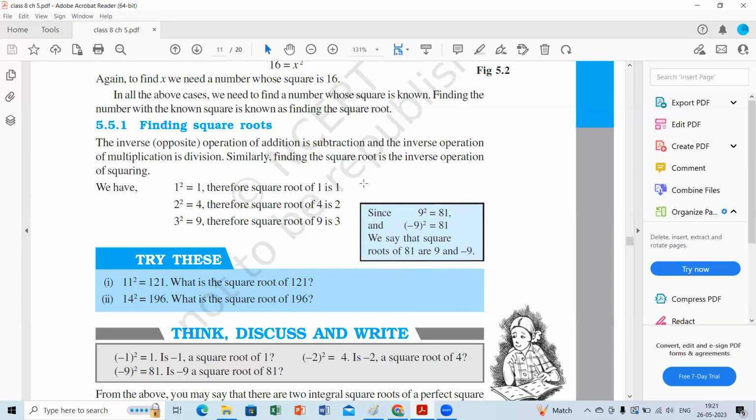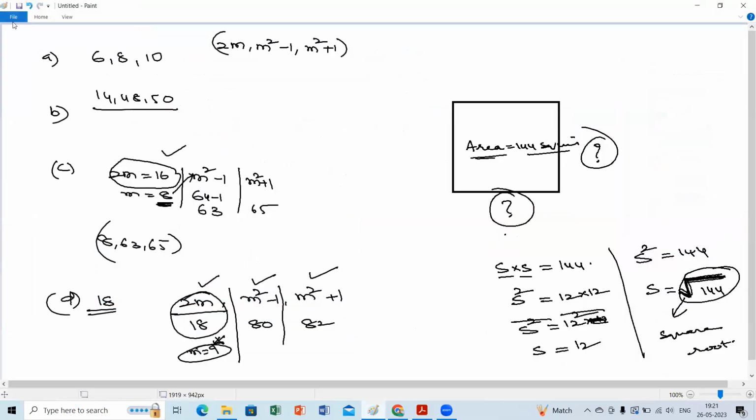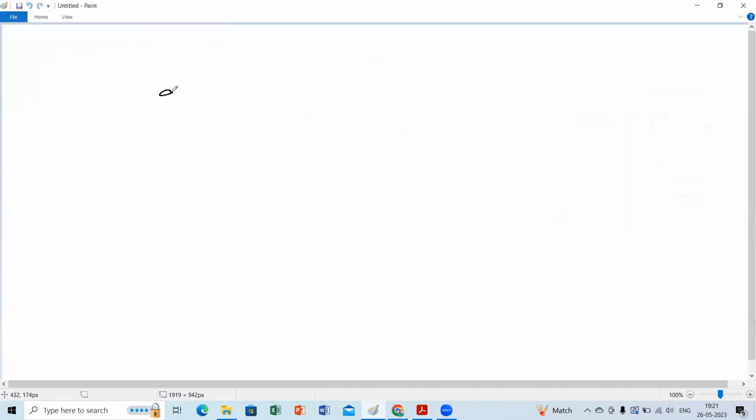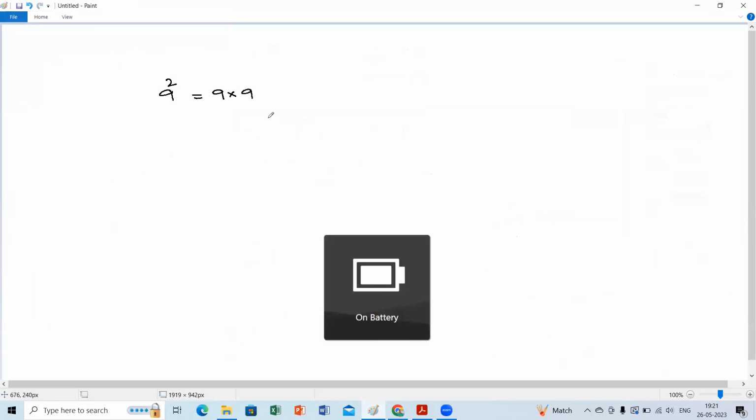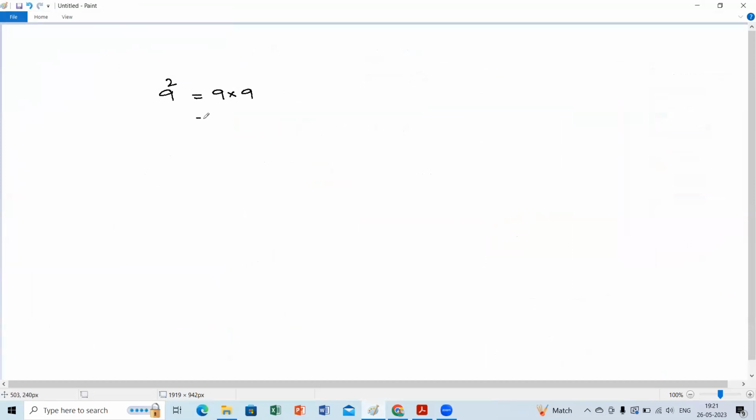Squaring. But in this case, children, in one of the examples he mentioned 9 square and minus 9 square. Why are both having a positive 81? 9 square means 9 into 9. And minus 9 square, minus into minus is equal to plus. Very good, Shrestha. So a negative number multiplied with a negative number is positive.